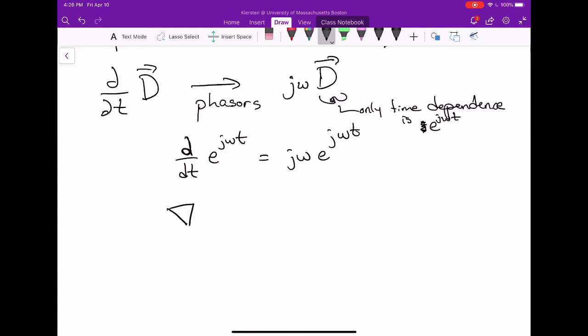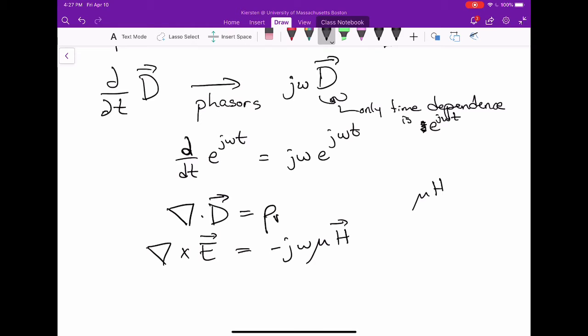We still have that the divergence of the electric flux density is the volume charge density. We have Faraday's law over here, so the curl of the electric field is minus j omega mu H. Remember that mu H is B, and this minus j omega right here, that's a minus time derivative, so that's minus d dt. We have that the divergence of the magnetic flux density is still 0 even in phasor domain.